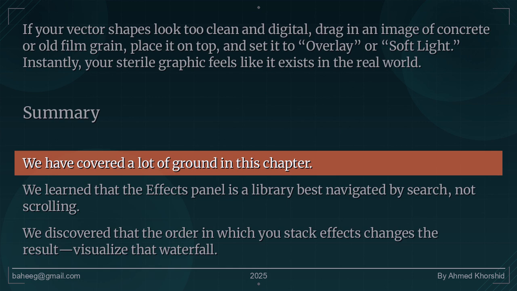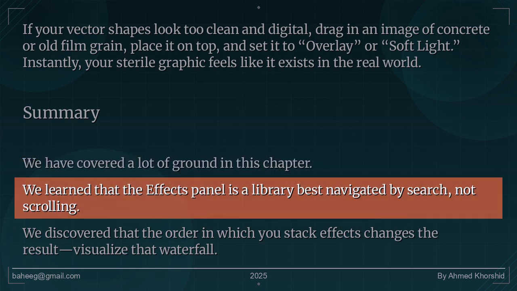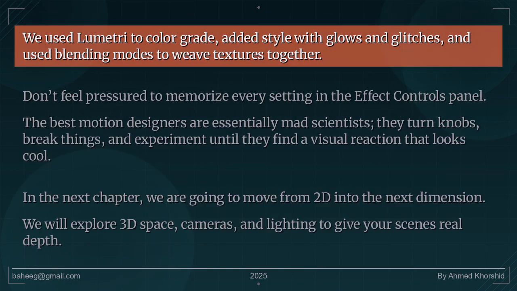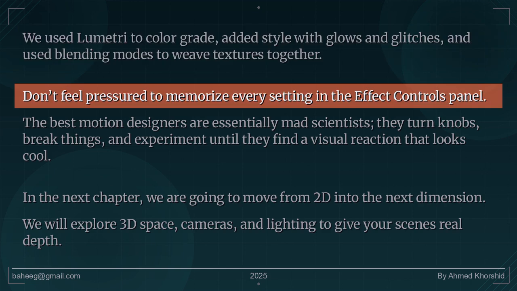Summary. We have covered a lot of ground in this chapter. We learned that the effects panel is a library best navigated by search, not scrolling. We discovered that the order in which you stack effects changes the result. Visualize that waterfall. We used Lumetri to color grade, added style with glows and glitches, and used blending modes to weave textures together.